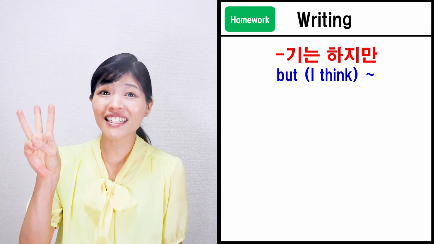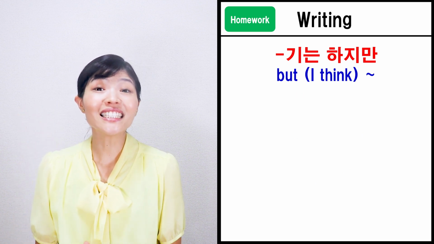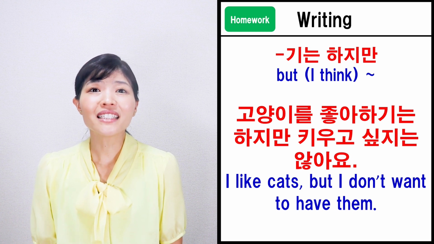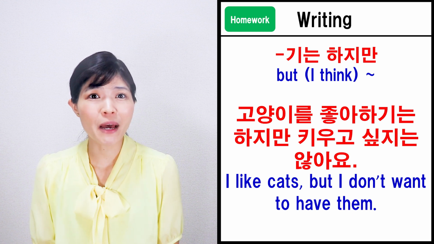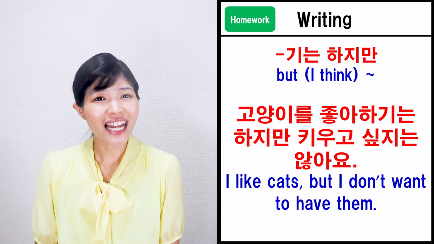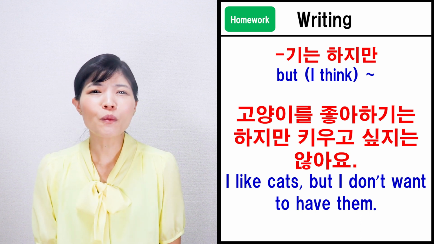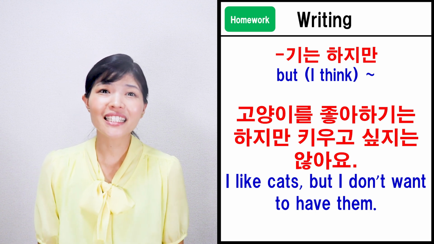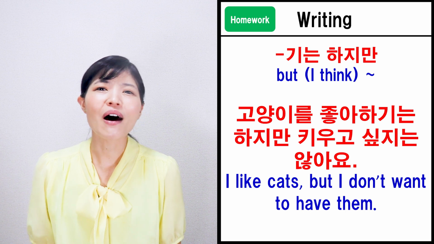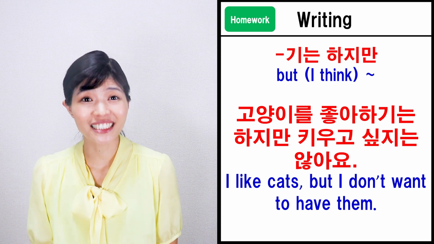For the third sentence, please use 기는 하지만, but I think. For example, 고양이를 좋아하기는 하지만 키우고 싶지는 않아요. I like cats, but I don't want to have them. As a reason, I have already 3 mischievous sons now, so I am not thinking of having a pet.